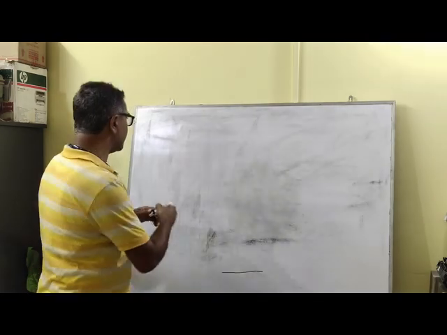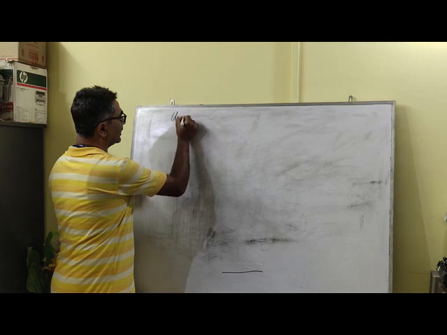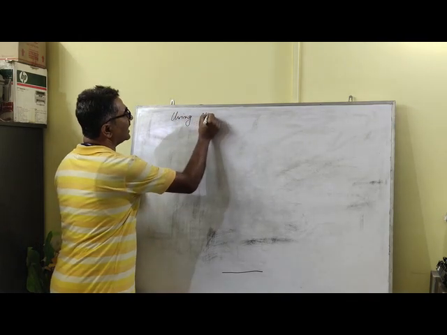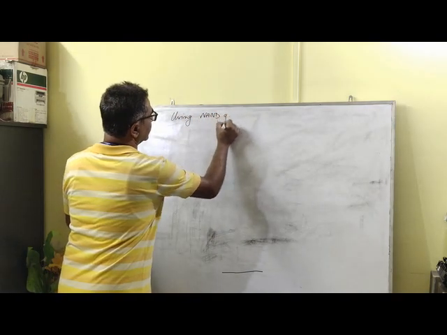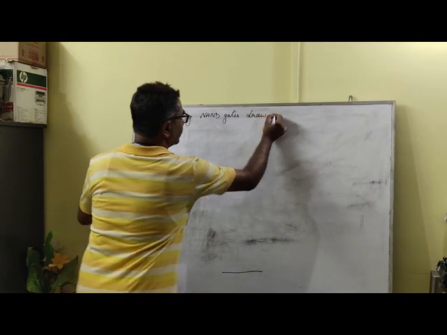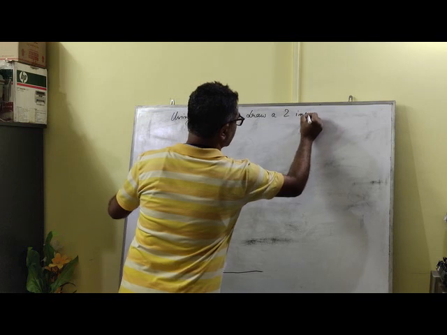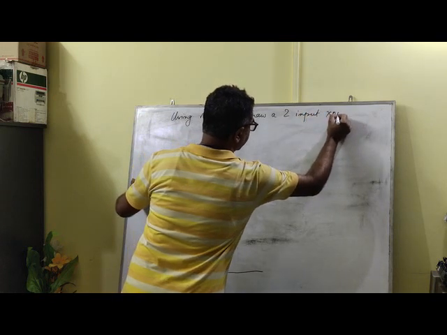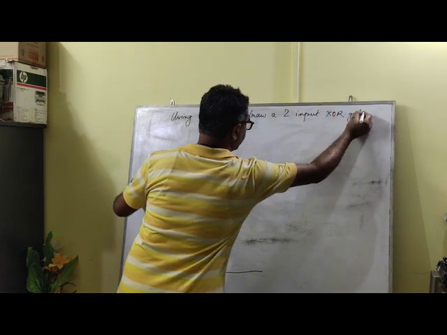So currently what we are going to learn is using NAND gate, draw a 2-input XOR gate. So this is what we are going to do.